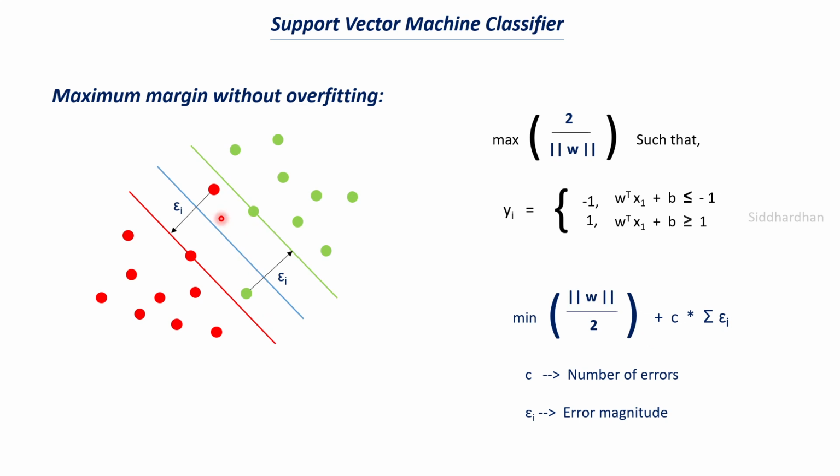It will multiply w transpose with the particular coordinate, and it will try to find whether that value is positive or negative. So this is how the equation looks. w transpose x1 plus b: if it is a negative number, it will take the value as -1. If it is a positive number, then it will take the value as +1. So this is how labeling basically works in a support vector machine classifier.